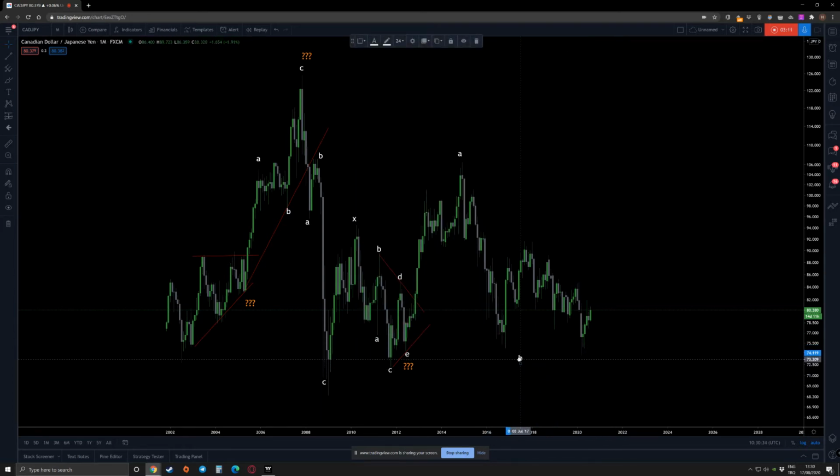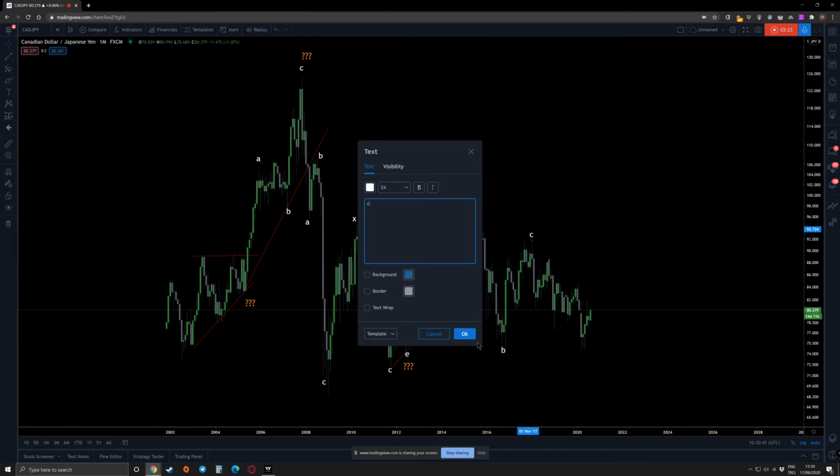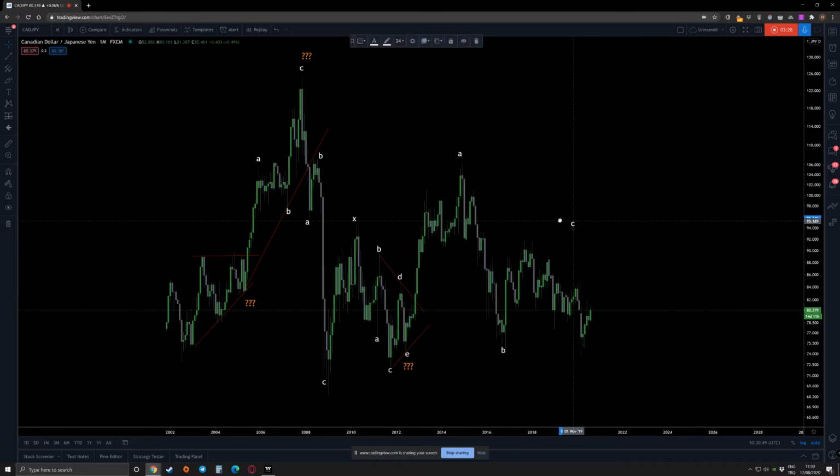Now, why would I think the wave B is not done here and here? Because look at this price action after this B wave. It looks like it is just a small retracement. This doesn't look like a C wave. The C wave has to be impulsive, and I don't see an impulsive move here.